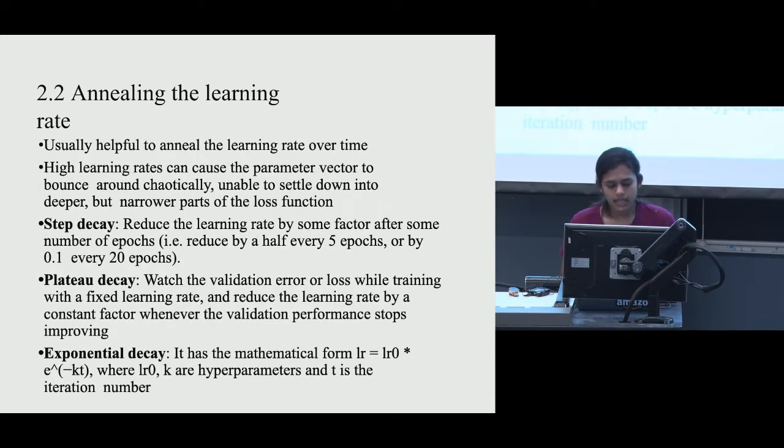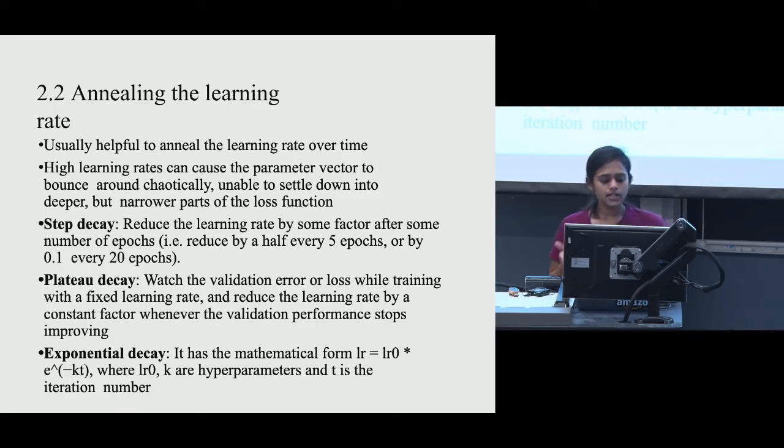Another important thing that you can do is to anneal the learning rate. It is useful to reduce the learning rate over time to make sure that you cover all the bumps that are there in your function. Higher learning rates can cause the parameter vector to bounce around chaotically, unable to settle down into deeper but narrower parts of the loss function.